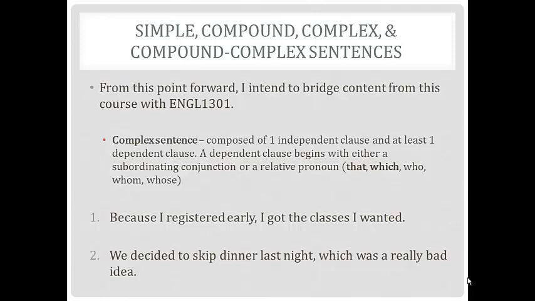Because I registered early, I got the classes I wanted. The word because in example number 1 is a subordinating conjunction word. That should tell you as a reader that the sentence is starting out with a dependent clause, it will require a comma, and then go on to an independent thought. So this makes it a complex sentence. Example 2. We decided to skip dinner last night, which was a really bad idea. Again, this is a complex sentence because it uses a relative pronoun, which, and it's got a comma in front of it.